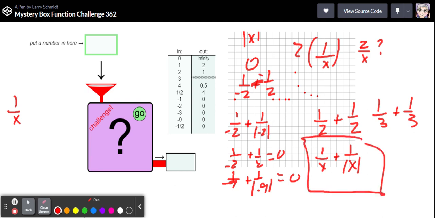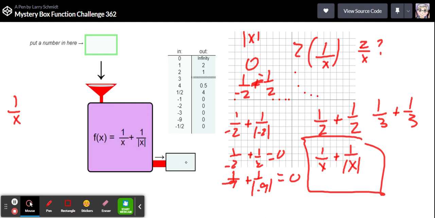1 over x plus 1 over the absolute value of x. Let's go ahead and take a look. Yeah, 1 over x plus 1 over the absolute value of x, and let's graph that. So you get this pretty normal looking curve, really 2 over x on the right, and then that 0 on the left. Well, how did that go for you?